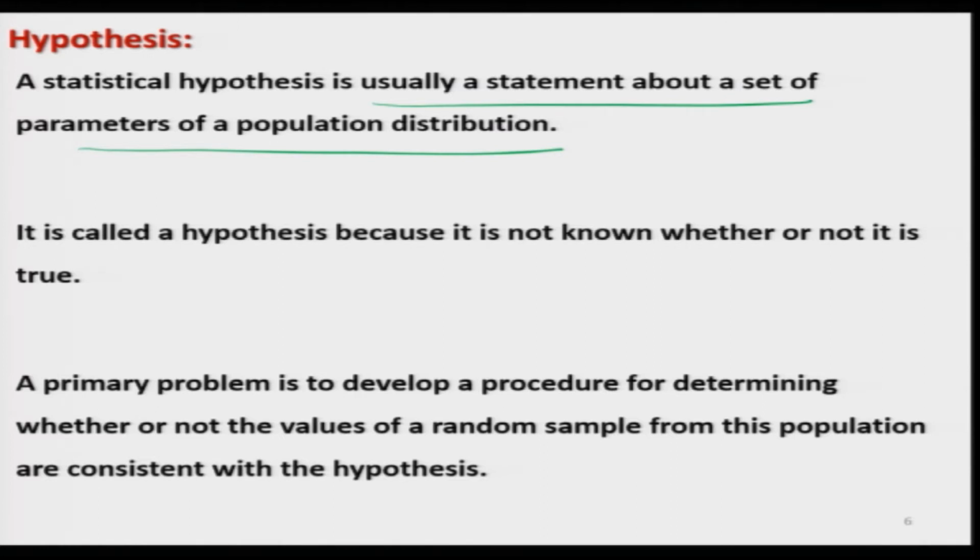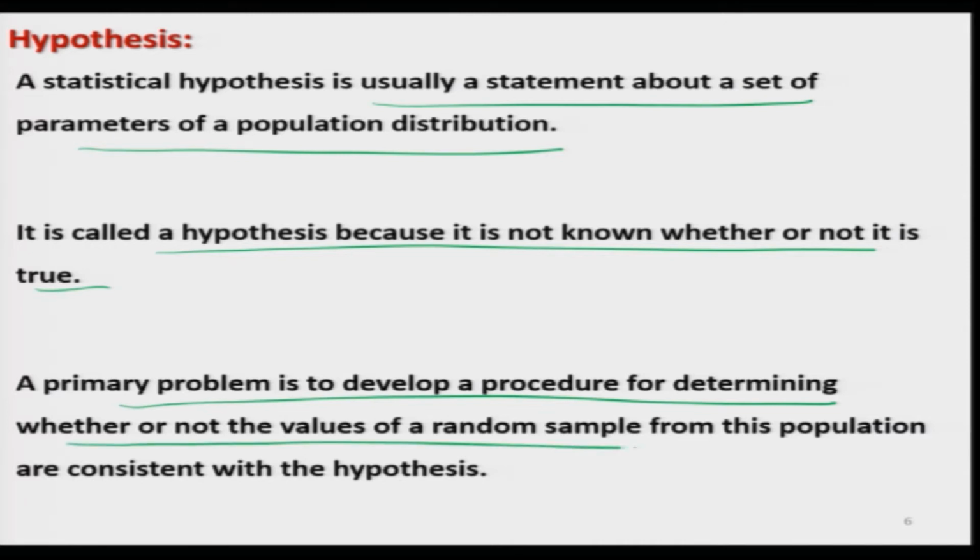And this statement is called a hypothesis because it is not really known whether it is correct or not. The statement is a statement, but a hypothesis can have some uncertainty. For example, you create a hypothesis that I will get 90% marks in the examination, but whether this statement is correct or not will be known to us only after getting the marks in the examination, right. So, a primary problem is to develop a procedure for determining whether or not the values of a random sample from this population are consistent with the hypothesis or not. Well, consistent is not the consistency of the estimator, consistent in the dictionary meaning.